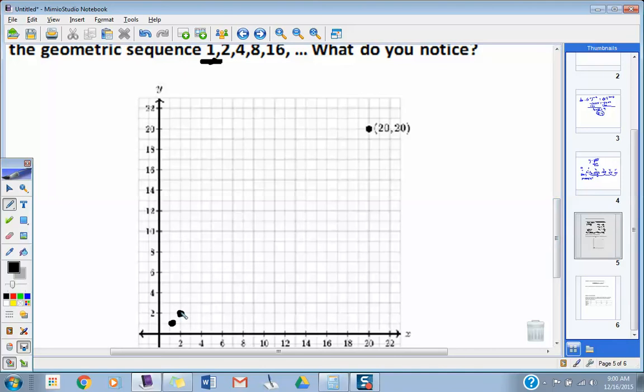How about your third term? What's the third term? 4. So you're really graphing the point third term, 3. That third term is 4. So 3, 4 is what you're really graphing. So right 3 and up 4. There's that point. What's the fourth term? Fourth term in here is 8. Term 4 is 8. That's like plotting the point 4, 8.